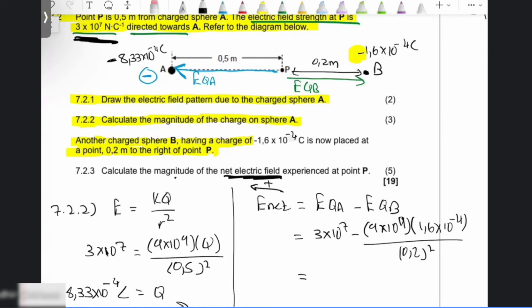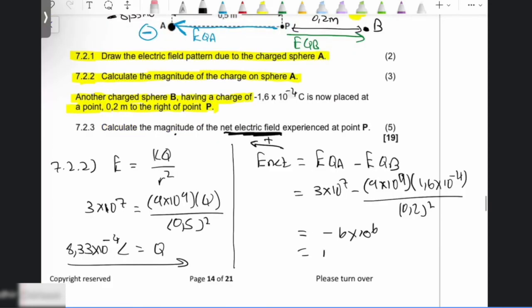Okay, so minus 6 times 10 to the power of 6, which is actually just going to be 6 times 10 to the power of 6, because they just wanted the magnitude. 6 times 10 to the power of 6 newtons per coulomb.